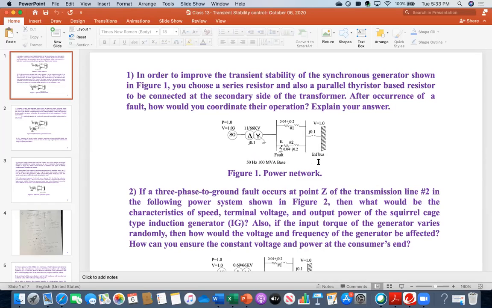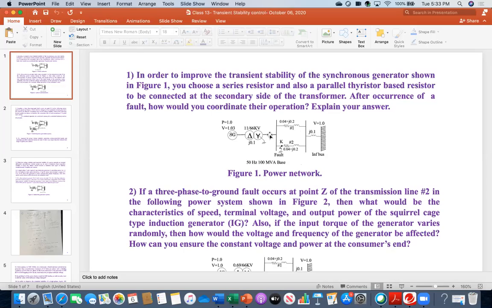Now, the fault has happened at point K along the transmission line. So keep in mind that although just one line has been shown, basically it is a three-phase system. It is the single line diagram. That's why only one line is shown.